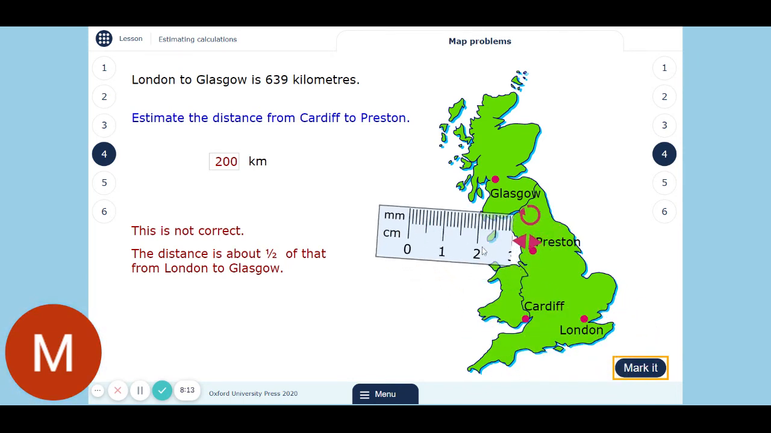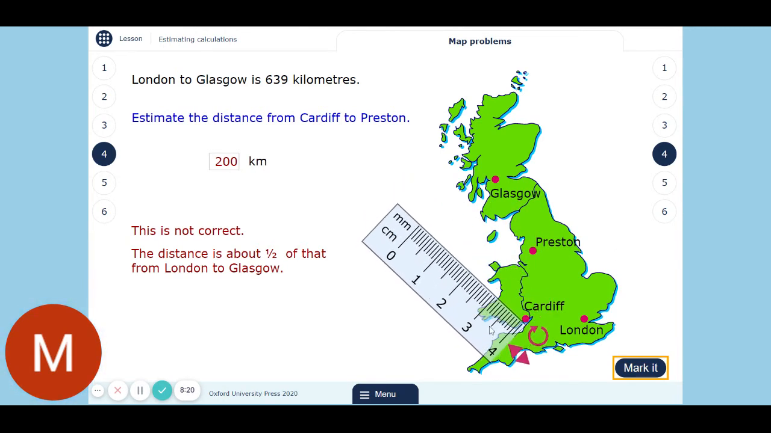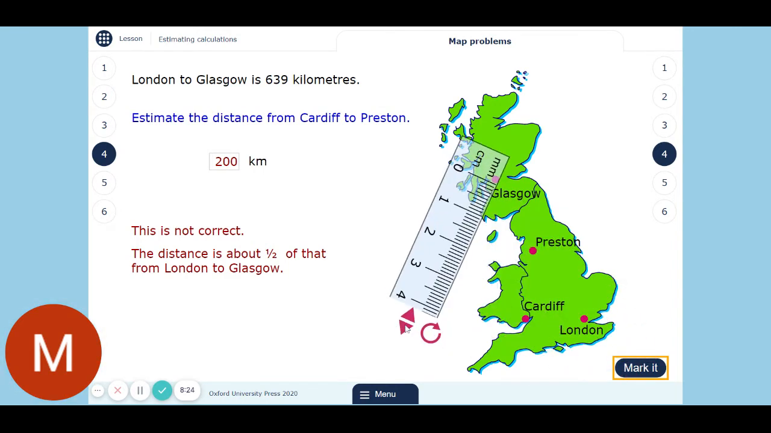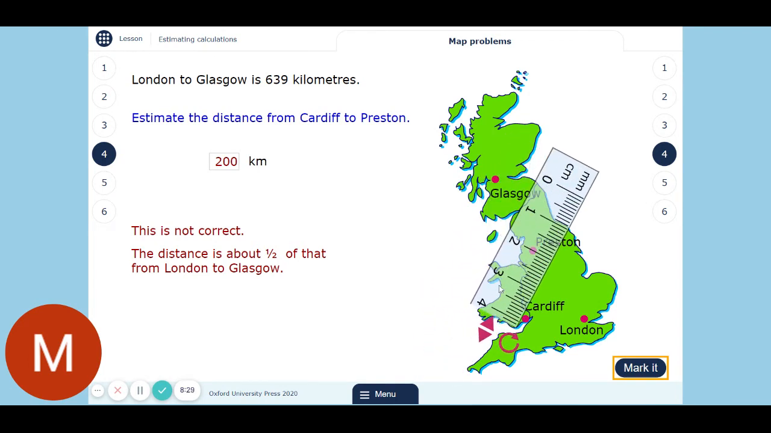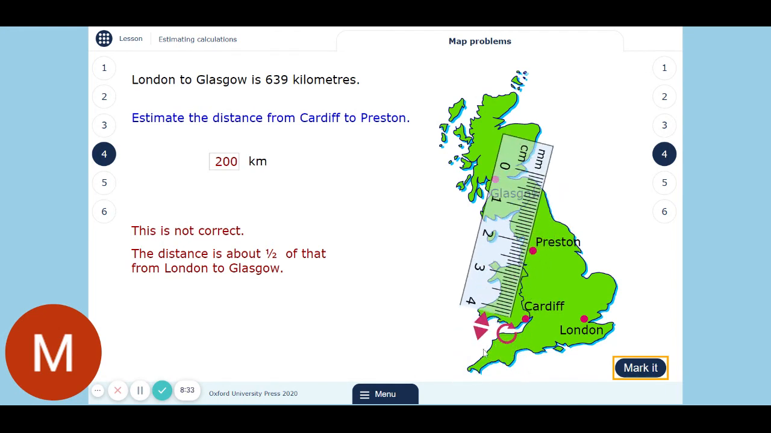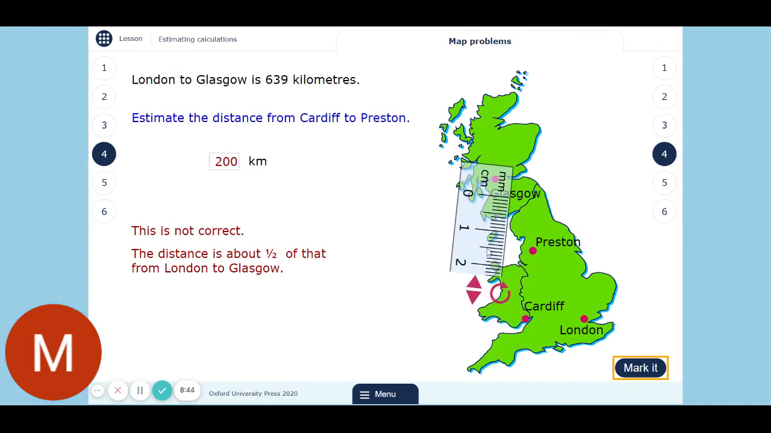Oh, it says Cardiff to Preston, doesn't it? Okay, that's my mistake. Let's just check that one. So, Cardiff to Preston, not Cardiff to London. And if we do that one, about 2. So they're exaggerating about it being about half.